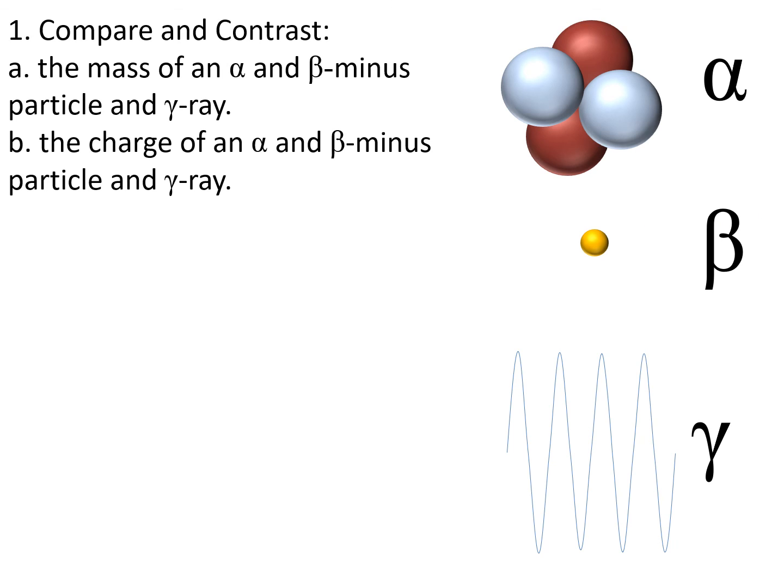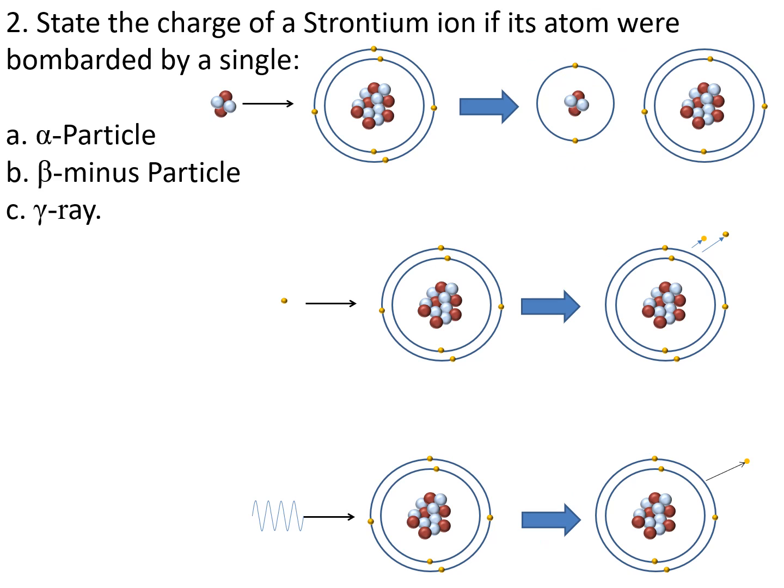Finally, problem solving. Compare and contrast. So, compare and contrast the mass of an alpha, a beta, and a gamma, and then compare and contrast the charge of an alpha, a beta, a gamma. And state the charge of a strontium ion if its atom were bombarded by a single alpha particle, what it would be if it was bombarded by a single beta minus particle, and what it would be if it was bombarded by a gamma ray.